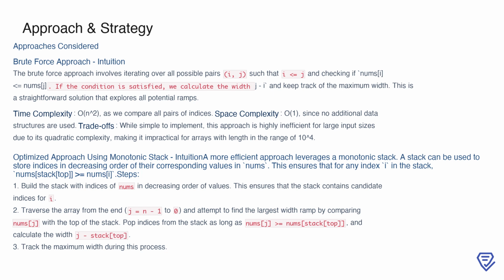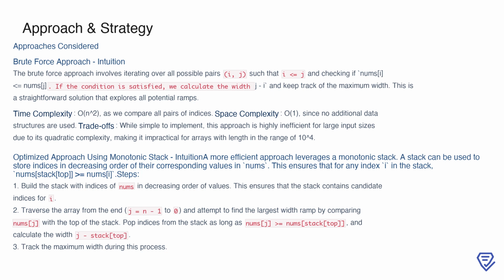Next, we consider an optimized solution using a monotonic stack. The intuition here involves maintaining a stack that stores indices in a decreasing order based on their corresponding values in the array. This ensures that the smallest values are prioritized for forming valid ramps. The approach involves two main steps. First, building the stack by iterating through the array and pushing indices where the values decrease, and second, traversing the array backward to find the largest width ramp by comparing the current value against the stack's top.